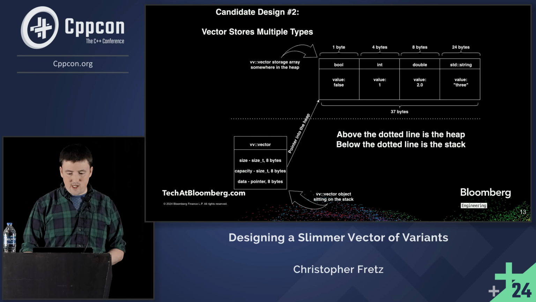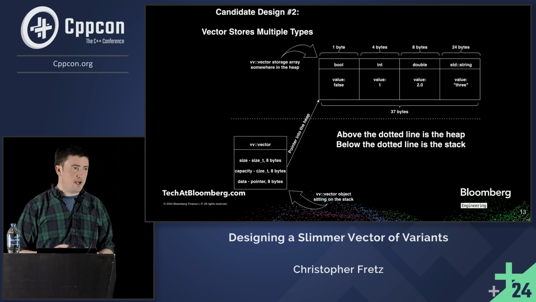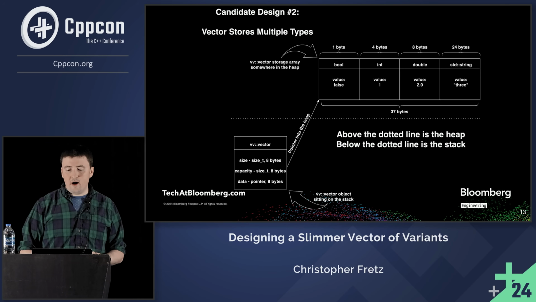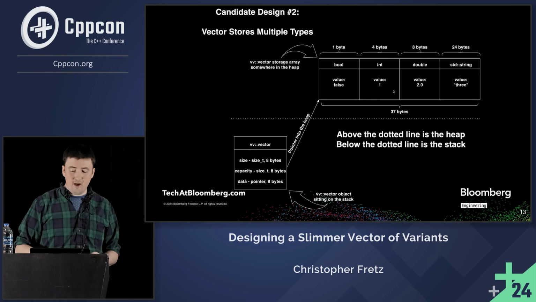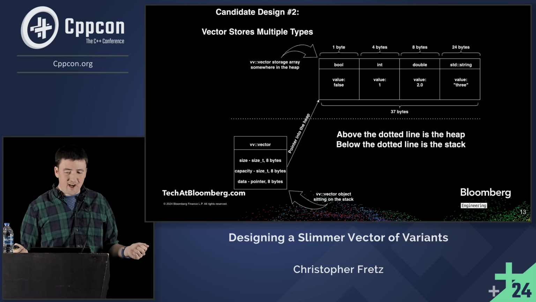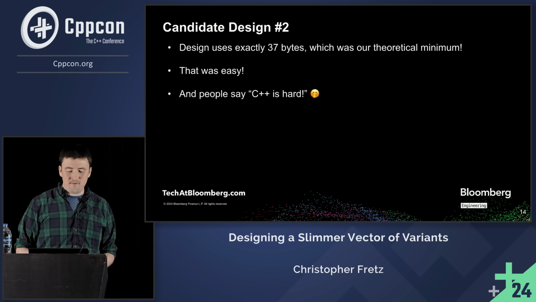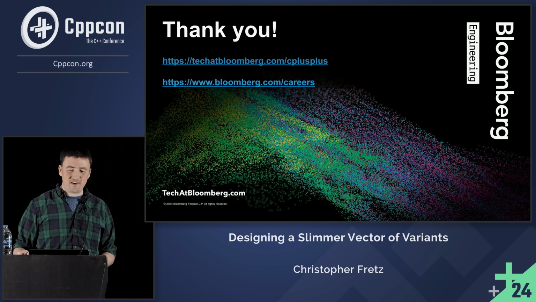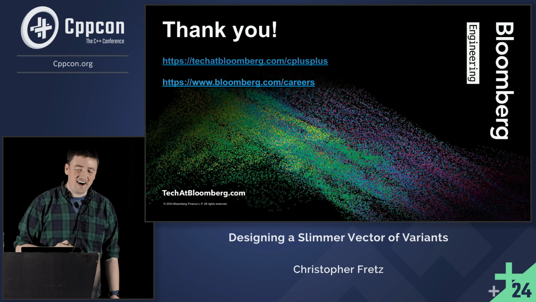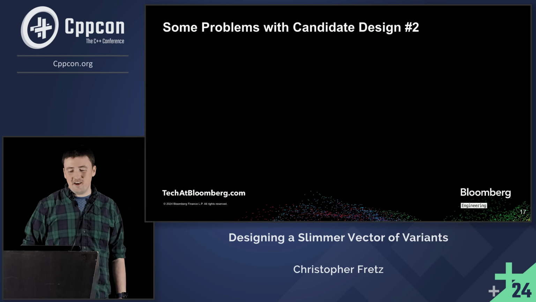So down on the stack here, we now have a VV vector. The layout of it is exactly the same, but the idea is we now have a custom vector type. And up in the heap, we now only store the types that we actually want to use. And so this looks great. We're at 37 bytes. That was our theoretical minimum. That was easy. And people say that C++ is hard. Thank you very much, ladies and gentlemen. The talk was a little bit shorter than I expected, but, no. Obviously, I'm being facetious here. So this is not going to work for all sorts of reasons.